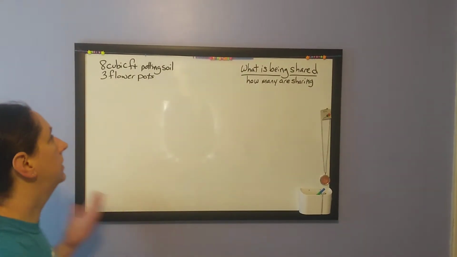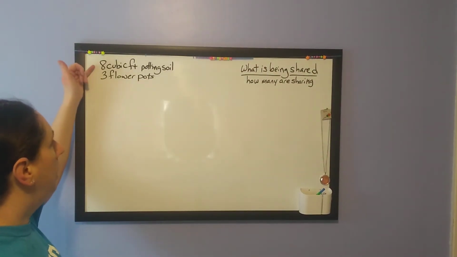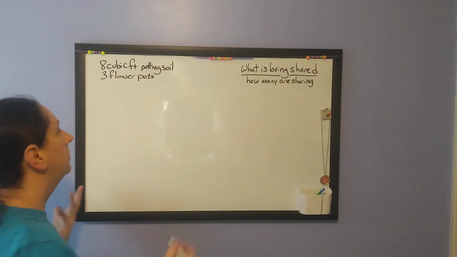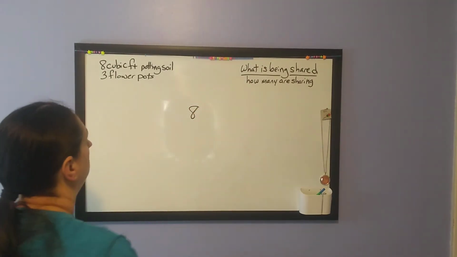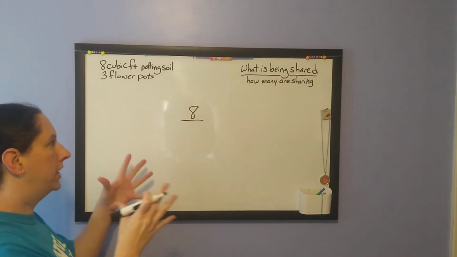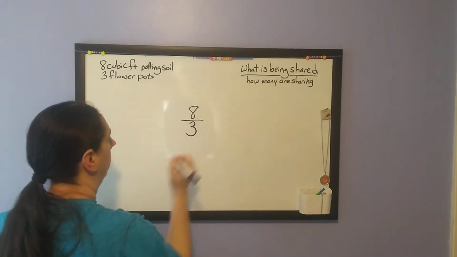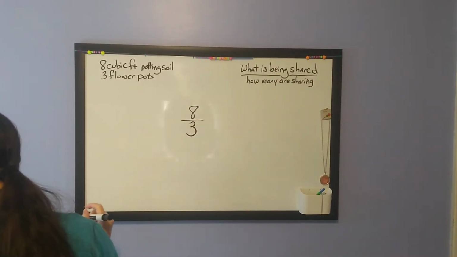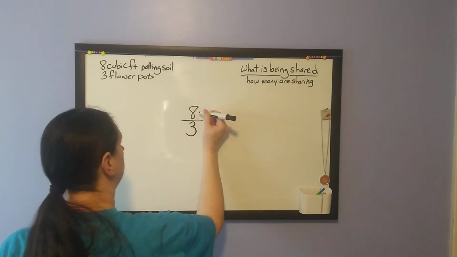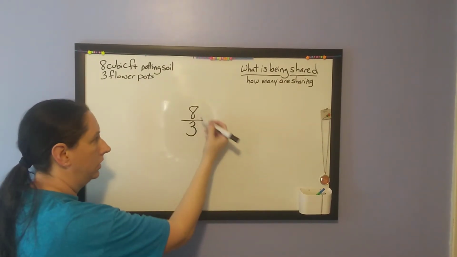Well, now we look at this. What is it that she's sharing? Is it the 8 cubic feet of potting soil, or is she splitting the 3 flower pots? Right, it's the 8 cubic feet of potting soil. And how many are sharing it? What is she putting that 8 cubic feet of potting soil in? She's putting it in the 3 flower pots. So we have 8/3. Now, 8/3 is improper because the numerator is larger than my denominator, telling me that I have more than a whole.